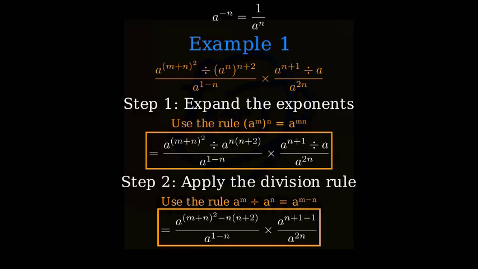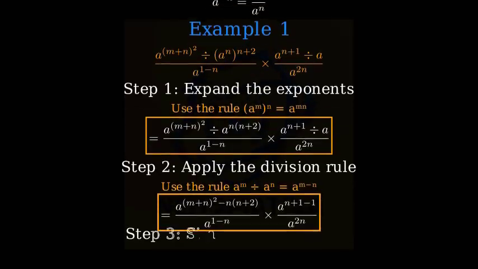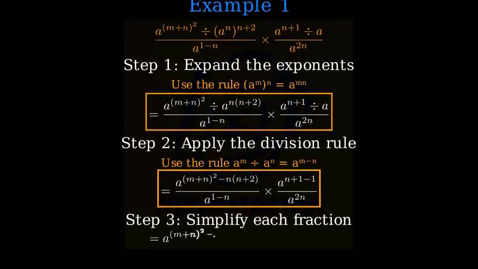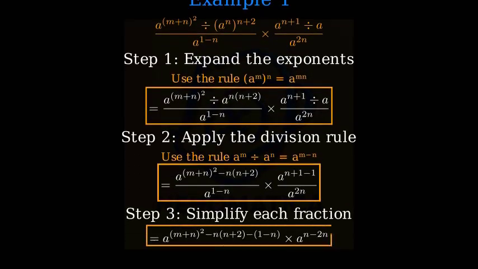Next, we'll simplify each fraction individually. Let's simplify the first fraction further. We can rewrite it as a to the power of m plus n quantity squared minus n squared plus 2n minus the quantity 1 minus n. For the second fraction, we have a to the power of n divided by a to the power of 2n, which becomes a to the power of n minus 2n, which equals a to the power of negative n.